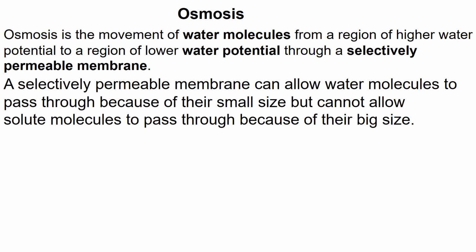So what is this selectively permeable membrane? This is the membrane that can allow water molecules to pass through because of their small size, but cannot allow solutes because these are bigger particles.